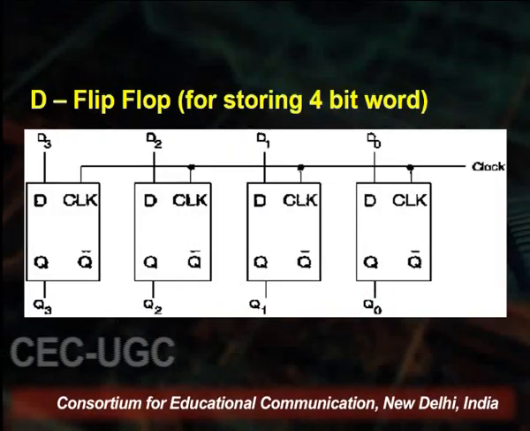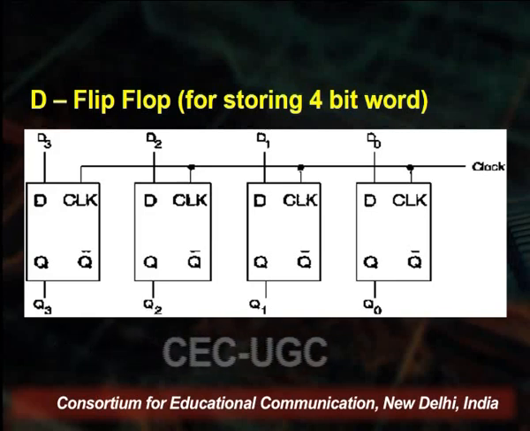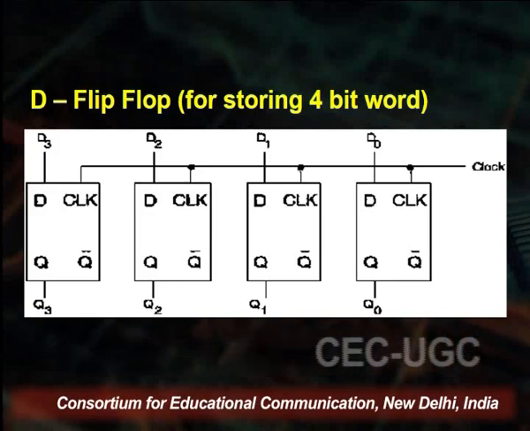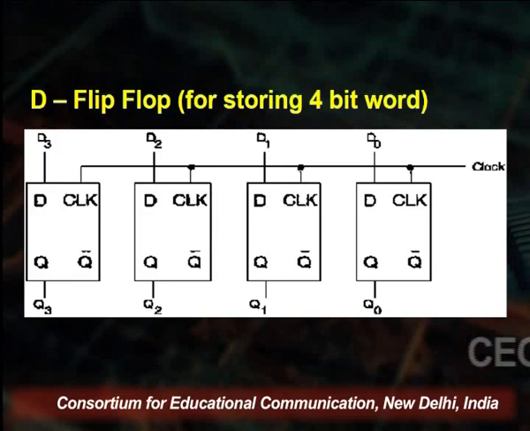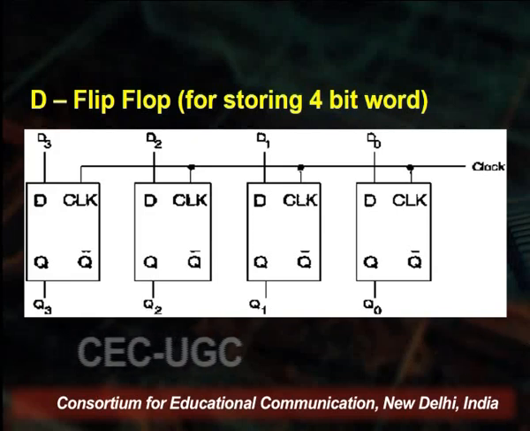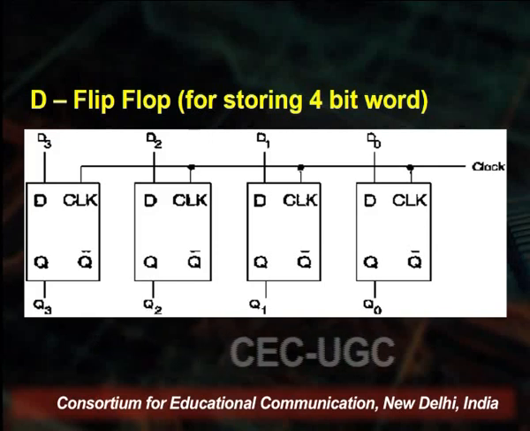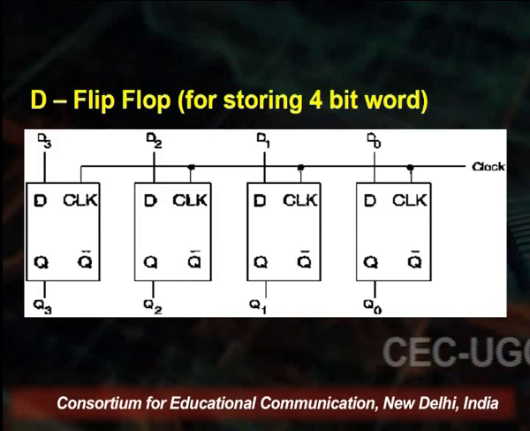This means that whatever input was available at that point of time in the 4 D flip-flops was allowed to pass on to the output because the clock was high. After this, if we set the clock at 0, then we get the output fixed as Q3, Q2, Q1, Q0 as 0, 0, 1, 1.